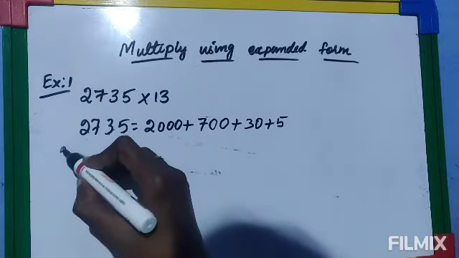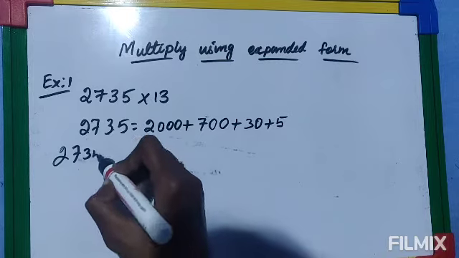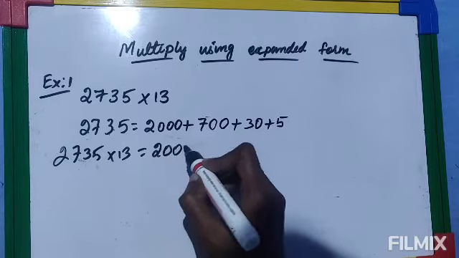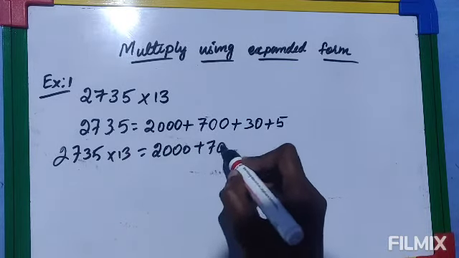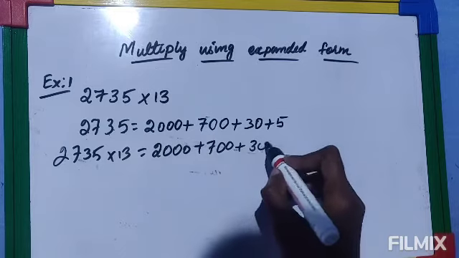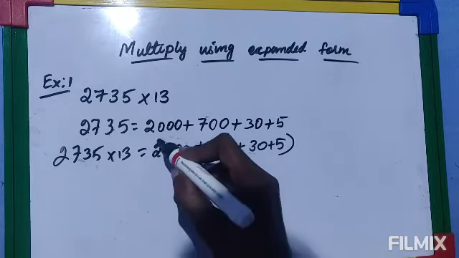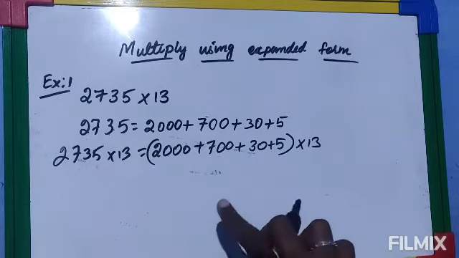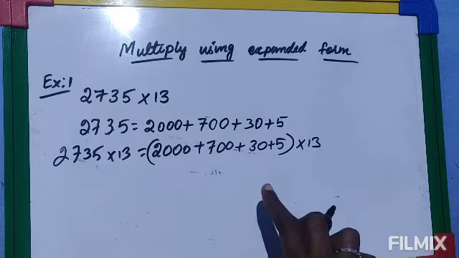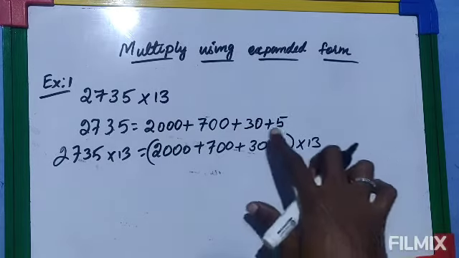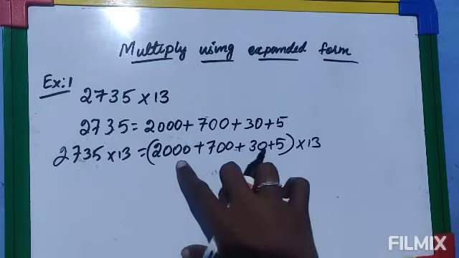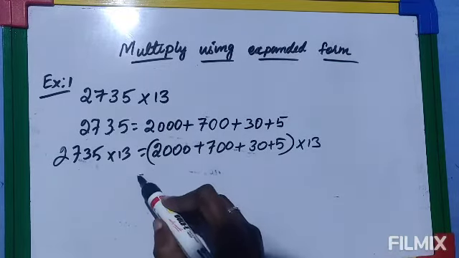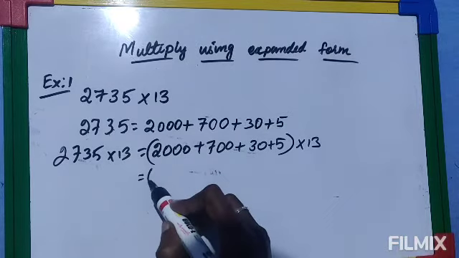So let's write now. 2735 multiplied by 13, we can write it like this: 2000 plus 700 plus 30 plus 5, multiplied by 13. Again, we have learned the distributive property. So this 13, now we are going to distribute inside this bracket to each number. There are 4 numbers. To these 4 numbers we are going to distribute. So first we are distributing to 2000.